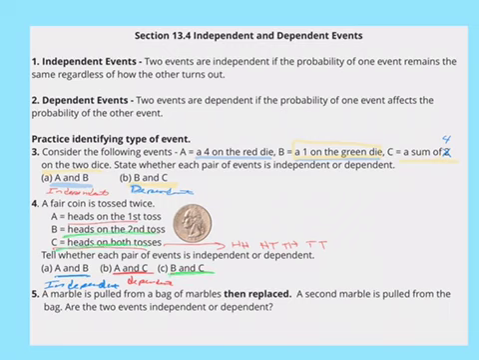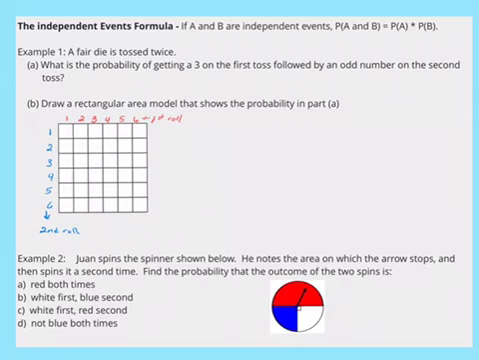And I think we'll do a practice example of that on the next slide. All right, so the formula for independent events: if we know that our two events are independent, the probability of A and B happening would be the product, the probability of A times the probability of B. So let's look at an example here.